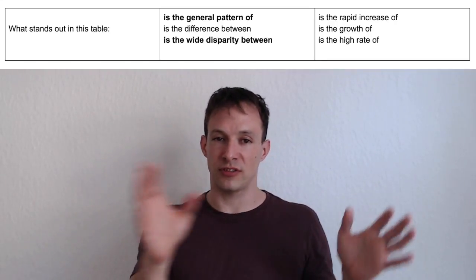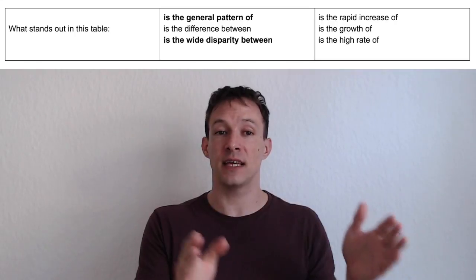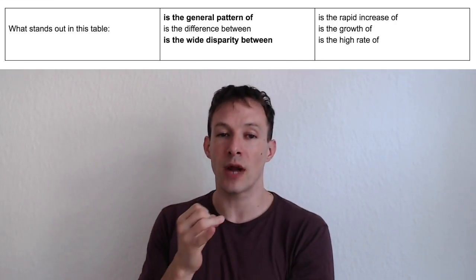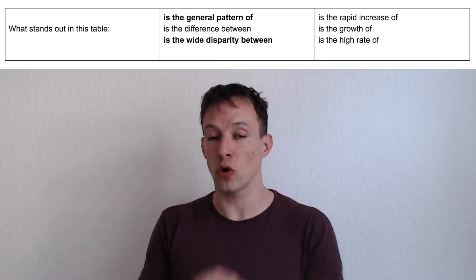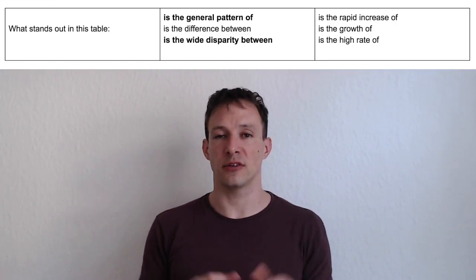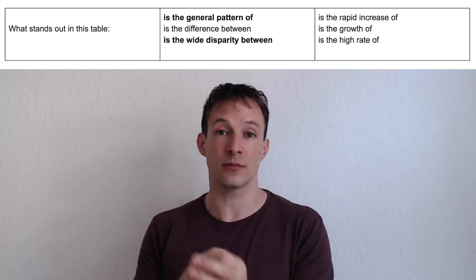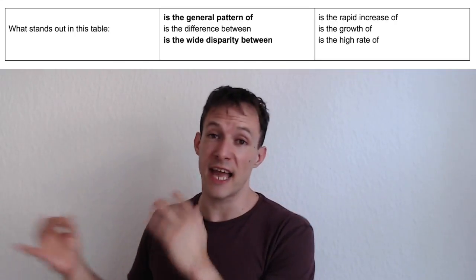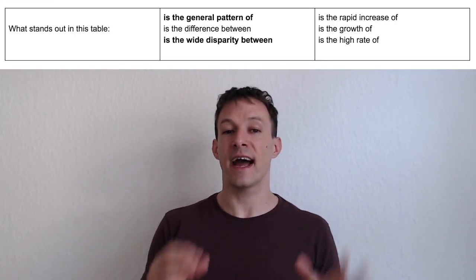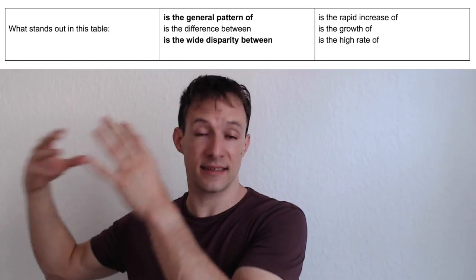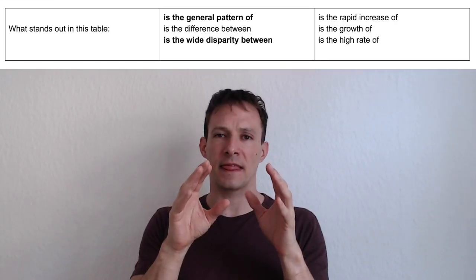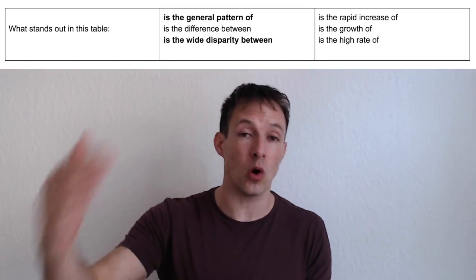I gave you those two fragments. What stands out in this table is, and now we've got three other opportunities at the end. We can say, is the rapid increase of data, is the growth of production of corn from country A, yeah? Or is the high rate of expansion or something, okay? Now, this relates to my final tip, the warning, which I'll get to in a second.